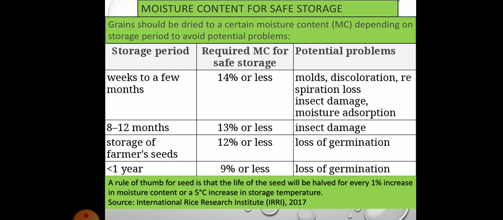Okay. Another rule of thumb is that for every increase of 5 degrees Celsius in the storage, it will decrease the storage or the shelf life of the seeds.